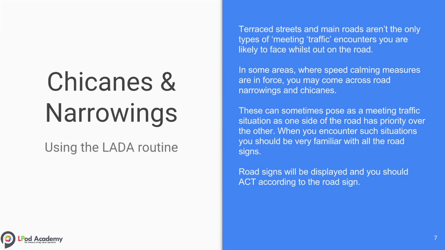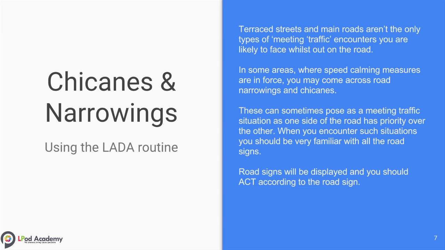Chicanes and narrowings. Terrace streets and main roads aren't the only types of meeting traffic encounters you are likely to face whilst out on the road. In some areas where speed calming measures are in force, you may come across road narrowings and chicanes. These can sometimes pose as a meeting traffic situation, as one side of the road has priority over the other.